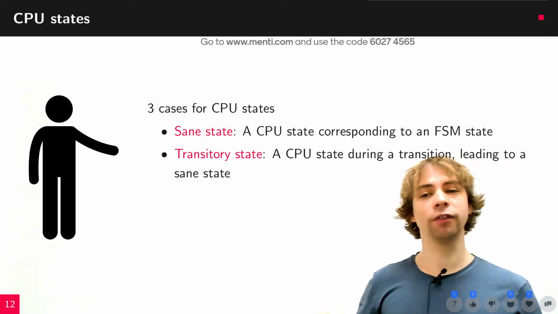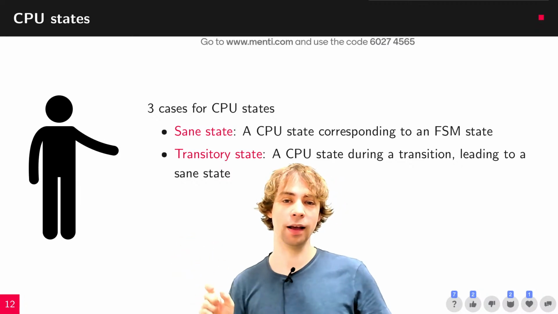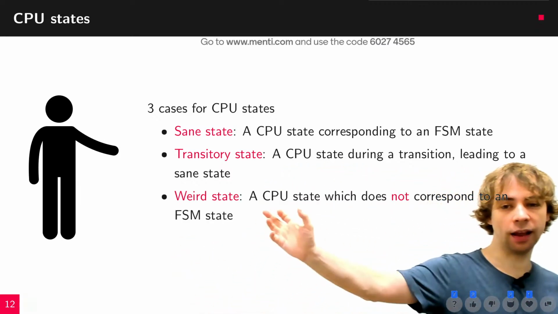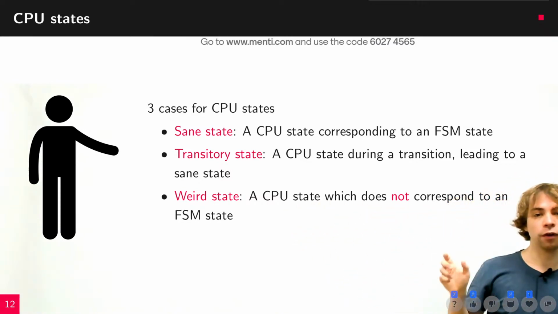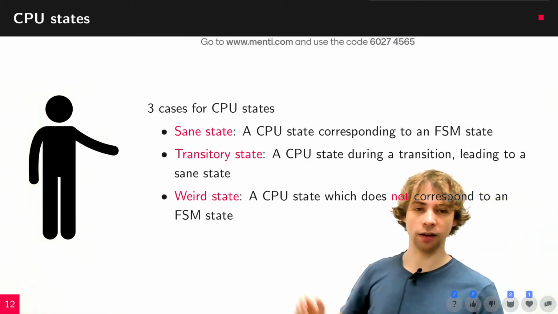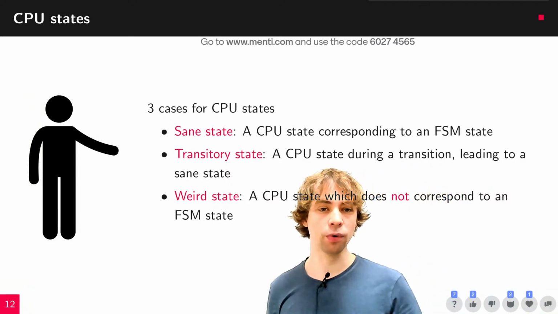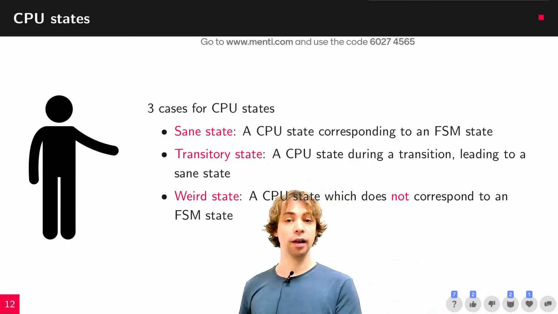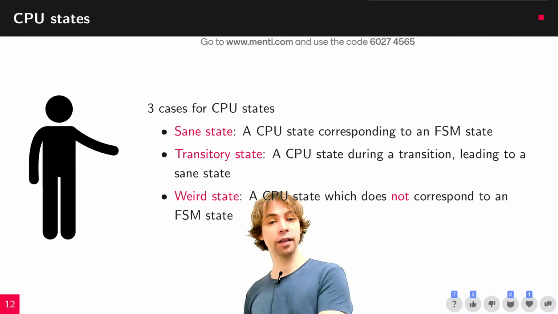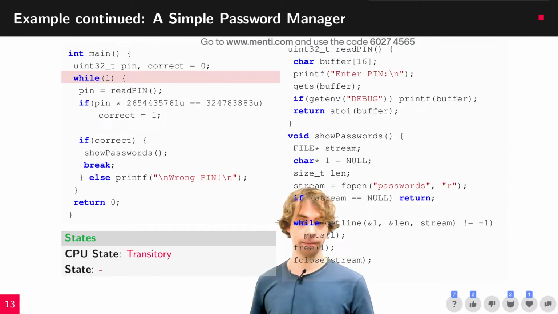And then Heirath-Laake also defined a third case, and that's a weird state. That's a state where the CPU state does not correspond to a finite state machine state. And in this next example, I want to go through a code example, the simple password manager that we've seen before as a finite state machine, now implemented in code.